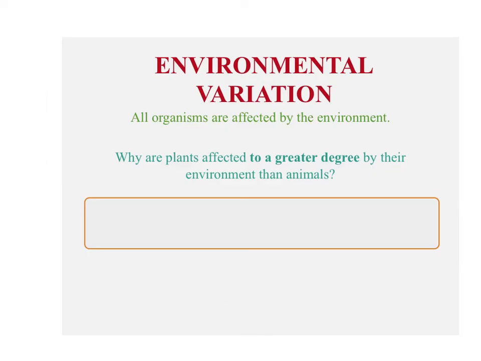Now let's have a look at environmental variation, and we know that all organisms are going to be affected in some way by their environment. So the weather outside, maybe the food that's available, maybe the conditions that an organism lives in. But why are plants affected to a greater degree by their environment than animals? A fairly straightforward question. I'll give you about 5 seconds to think, and then I'll drag away the answer.